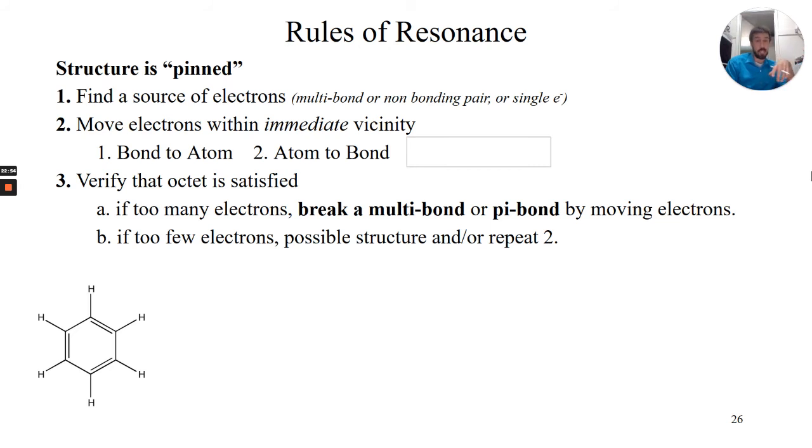Now we have to look at our octets. If we have too many electrons, we have to break a multi-bond or pi bond by moving electrons. If too few electrons, we have the potential for a Lewis structure. Because we can be under, we can't be over. Over is wrong. Under, maybe. So we have the potential for a structure, compare it to your starting structure, or repeat step 2 and just kind of continue to move.